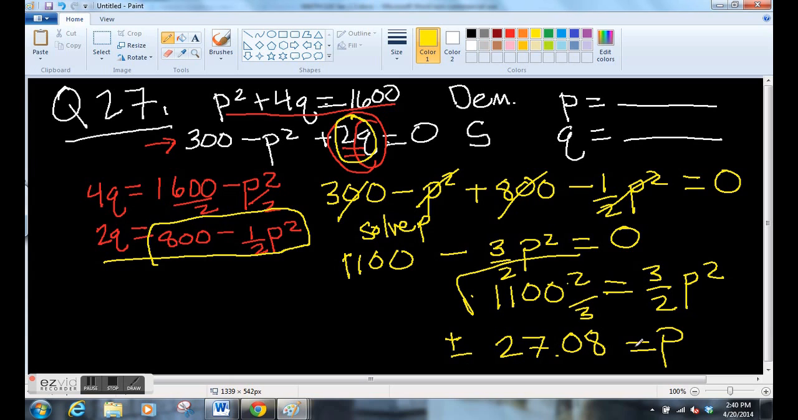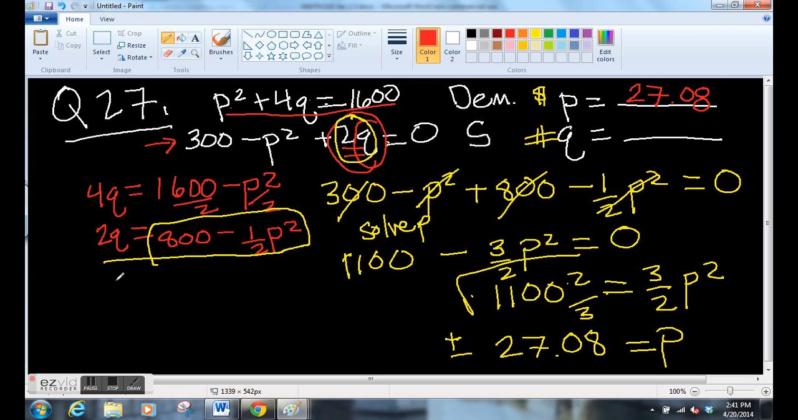But because we're looking at a price, p is price, and q is quantity, the number, we don't want a negative price. That's giving it away, my friends. So our price is $27.08, and the quantity, well, what quantity do we get here? You can plug the price in here to get your quantity.